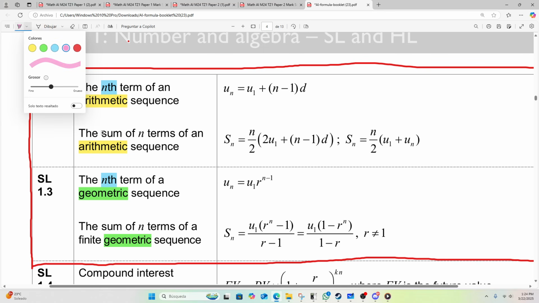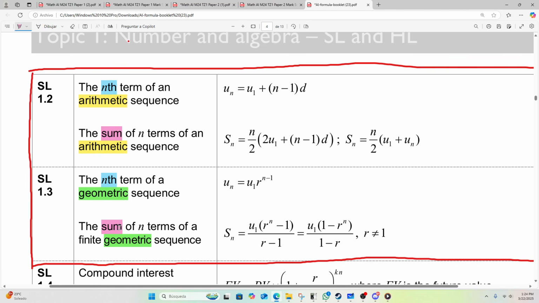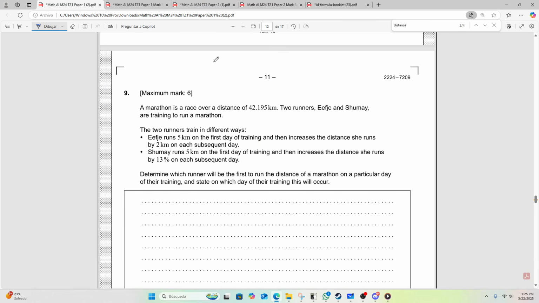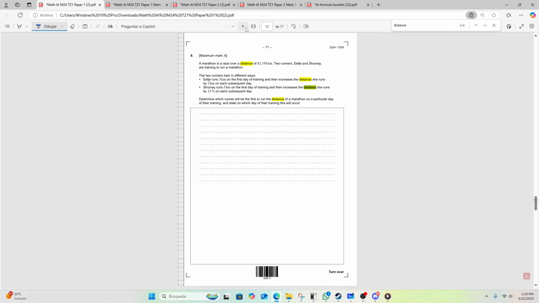and I also have for the sum in both scenarios. So notice, there are 2 equations for each. For arithmetic and geometric, there's the nth term, and there's also the sum of both. And so just knowing that this exists means that the next time you face a sequences problem like this one, you can probably solve it a lot faster.